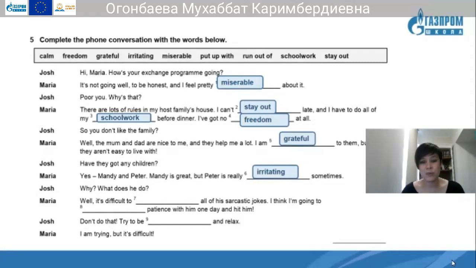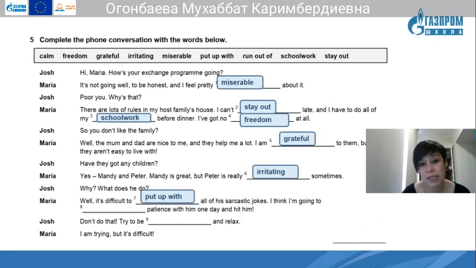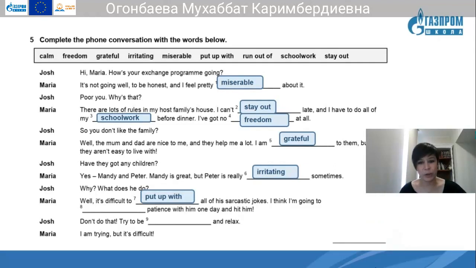It's difficult to live with, in other words. Okay. Put up with. It's difficult to put up with all his sarcastic jokes. I think I'm going to lose my patience, in other words. I'm out of something.